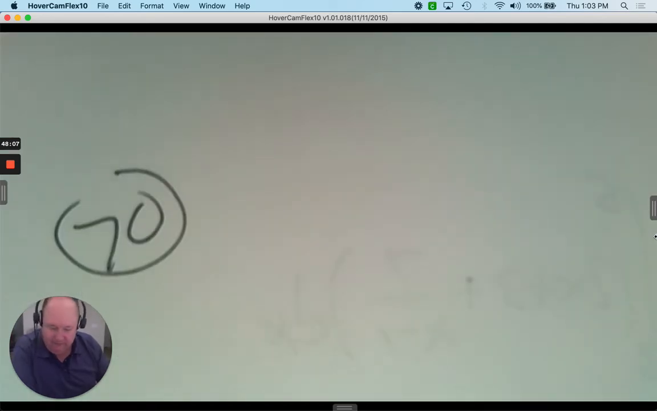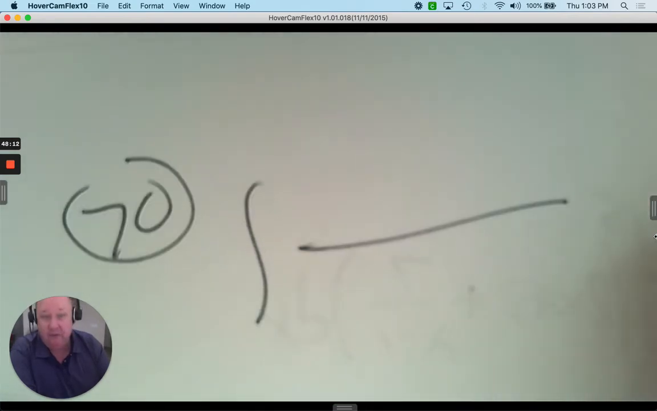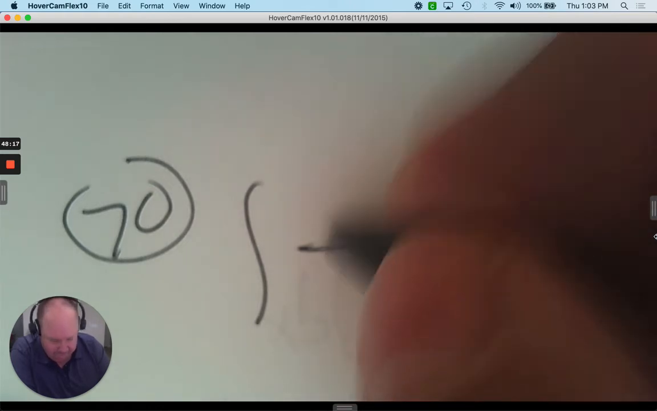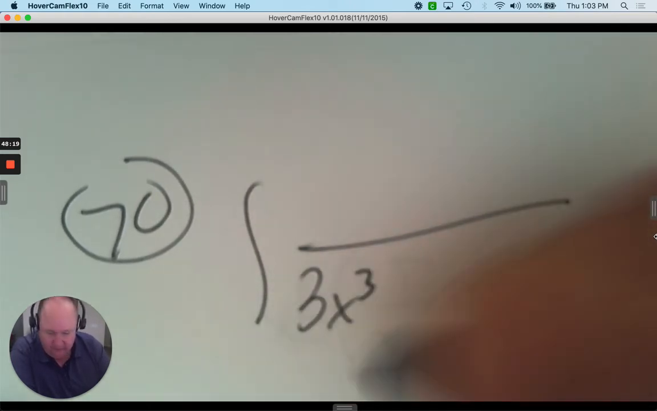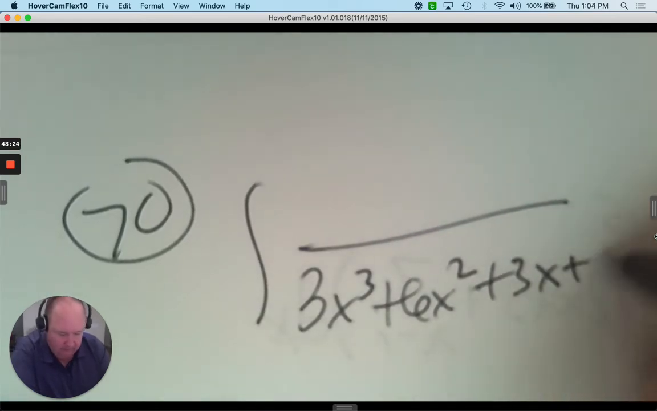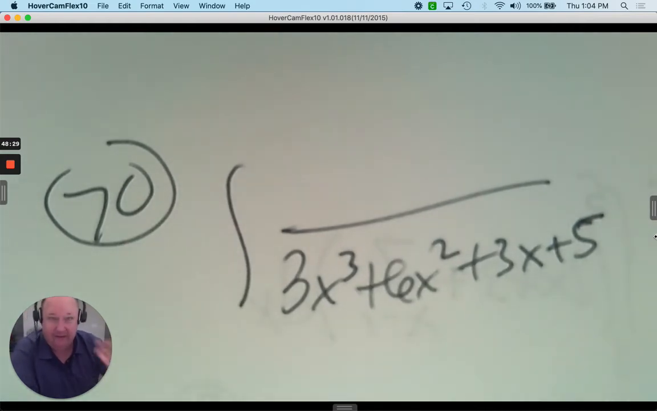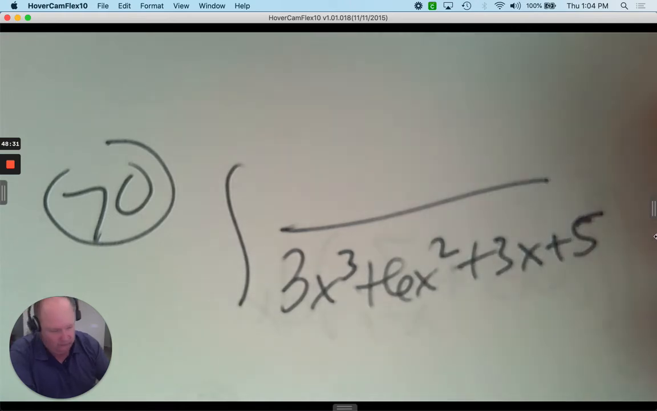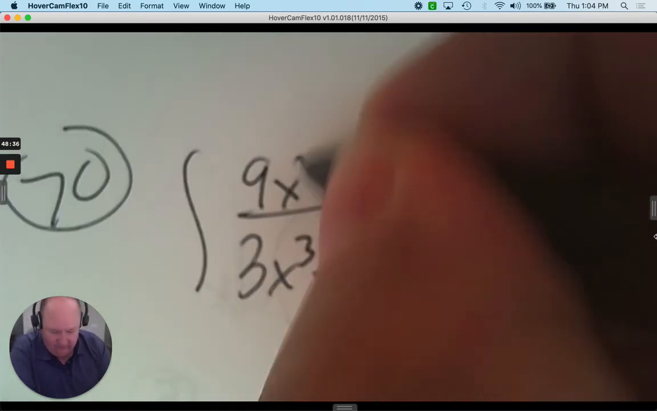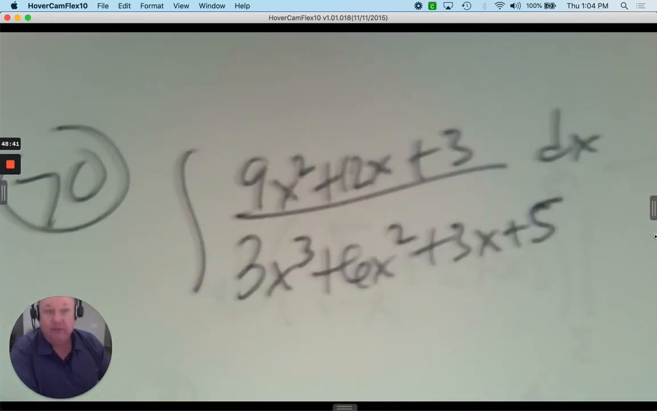In number 70, you're integrating. I see the denominator, so right away, I'm going to take the derivative of the denominator. 3 times 3. So the denominator is 3x cubed plus 6x squared. I'm thinking the answer is a logarithm, so I want to make sure if that's right or not. I notice the numerator is 1 degree less, which means when I take the derivative, it could match. That's what I'm looking for. So this would be 3 times 3, that's 9x squared. 2 times 6, that's 12x. And then 3, and the derivative of 5 is 0.